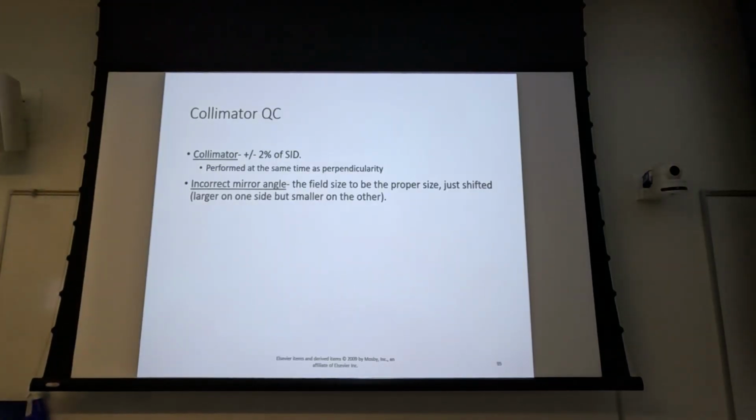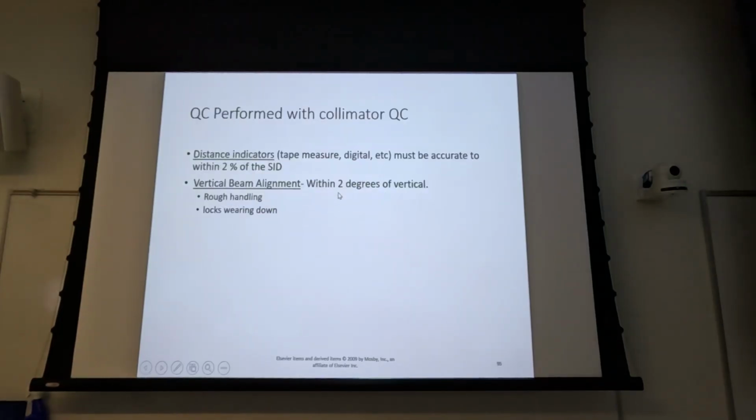It has to be, when we talked about this, within 2% of SID. Remember the penny thing? 40 inches, a penny is like 0.75 inches. At 40 inches, that 2% is 0.8. So we talked about that. Vertical beam alignment within 2 degrees of vertical. And again, that could be due to a couple of things, rough handling or the locks being worn down.